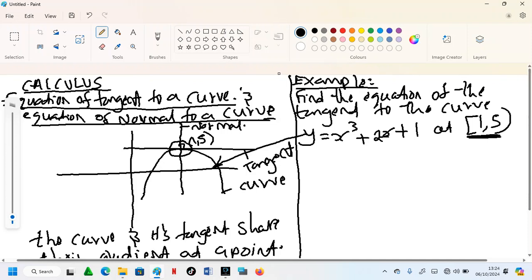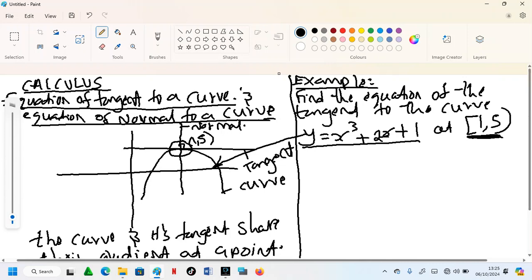So at this point, the gradient of this curve is the same as the gradient of the line tangent to that curve, right? So if you can find the gradient of this curve, we are going to say that it is the same gradient that is the gradient for the tangent line to that curve at that point. Now, to find the gradient of a curve, you need to differentiate the equation of that curve. Actually, when you differentiate the equation of a curve, the result is called the gradient equation.